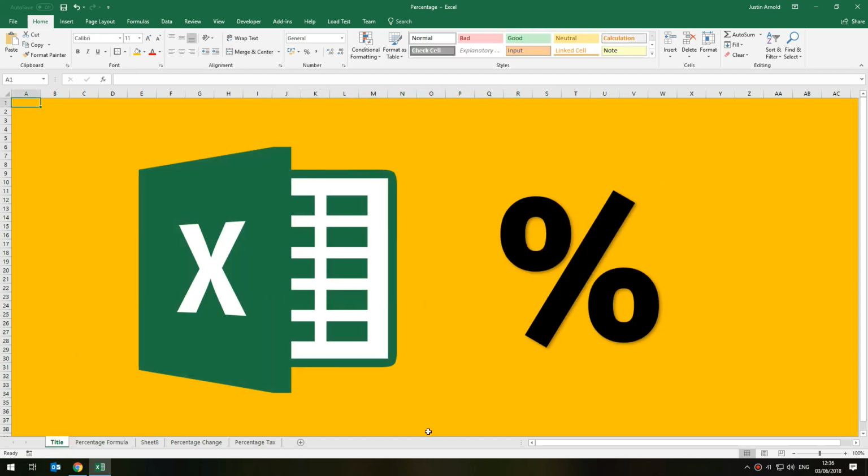I hope that's helped to solve a few problems and explain why Excel seems to be so frustrating sometimes when it comes to percentages. But I think that hopefully explains why the percentage formatting tool in Excel, rather than being a bit of a headache and a bit of a problem, is a time-saving tool.